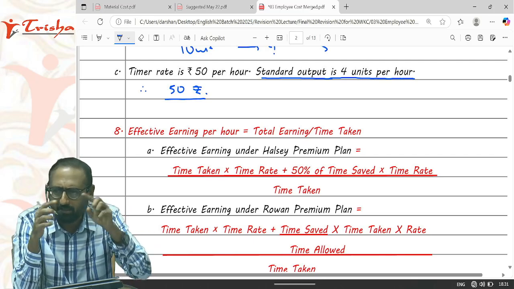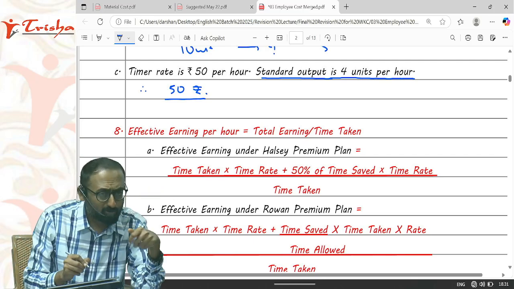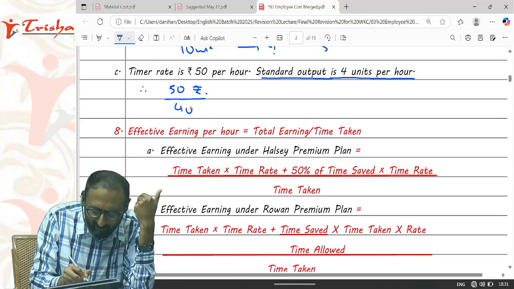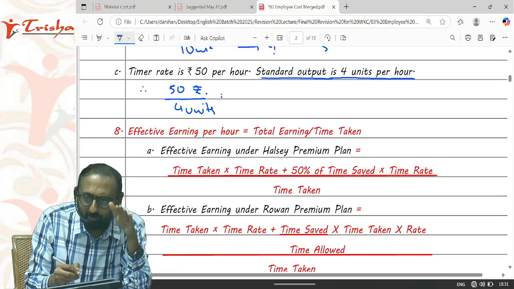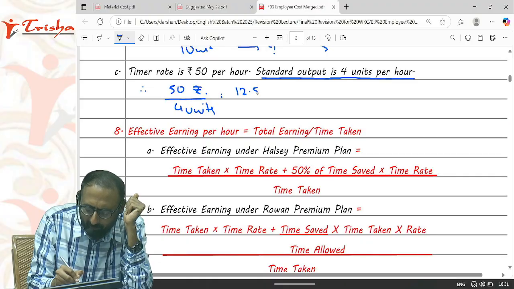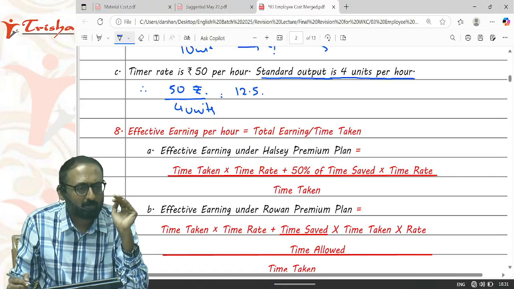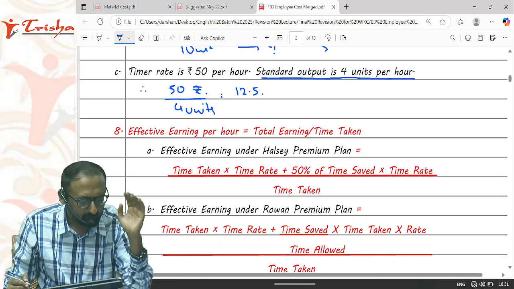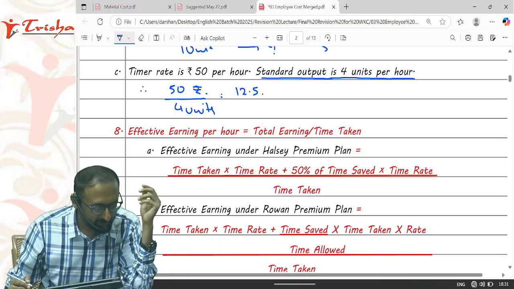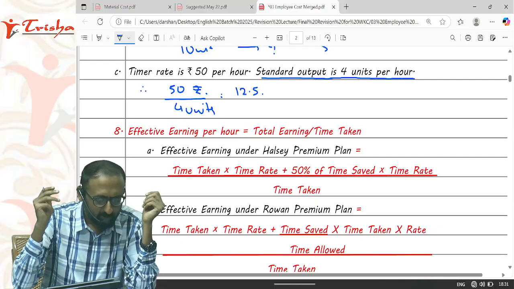No need to calculate. In 1 hour, the worker produced 4 units. So you paid 50 for 4 units. Now quickly tell me, what will be the piece rate? Is it 12.5, Sarji? Please check. Is it correct? Yes, sir. 12.5 is the correct answer.